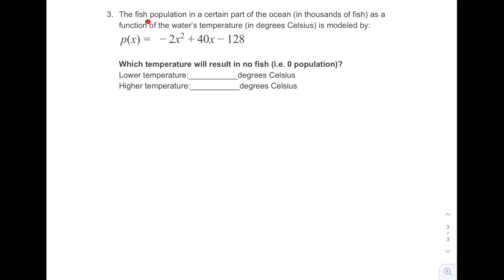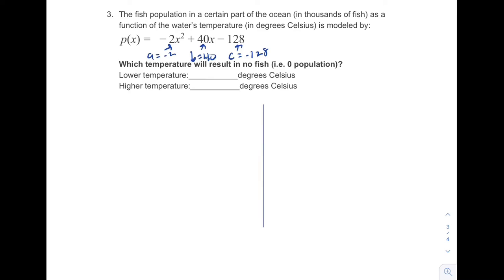Okay, example number 3. Fish population in a certain part of the ocean as a function of the water's temperature in degrees is modeled by this equation. So let's look at what we got. Again, a is -2, b is 40, c is -128.